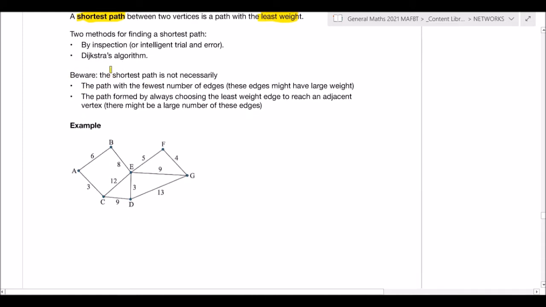Okay, so the shortest path. If you were to try and find a short path from one vertex to another, it's not always going to be the path with the least number of edges.